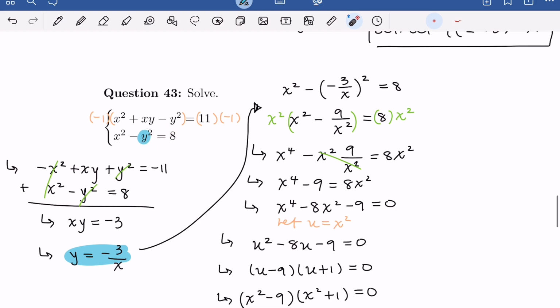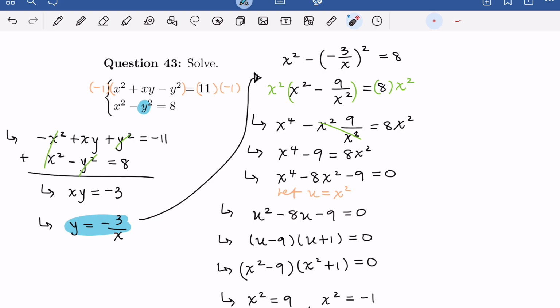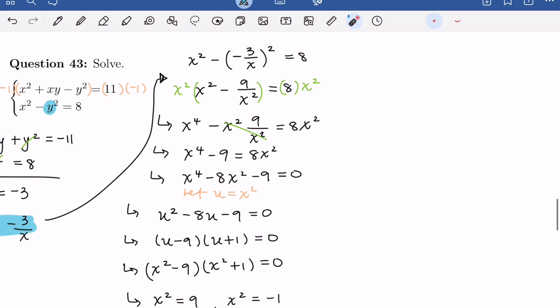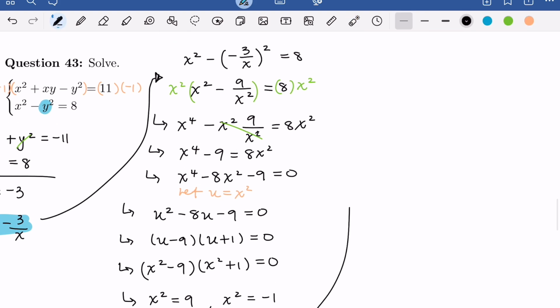So going back to this equation here, we already solved for y in terms of x. So y is equal to minus 3 over x. Let's actually just use this equation to figure out what our y values are going to be. That's going to be much easier. So let's do that up here. For x is equal to negative 3, let's see what our y value is going to be.